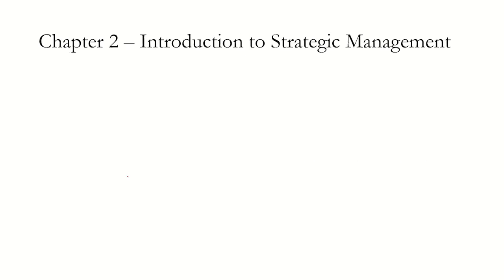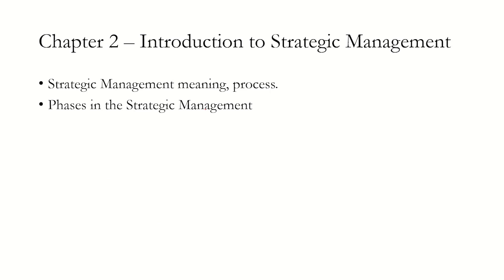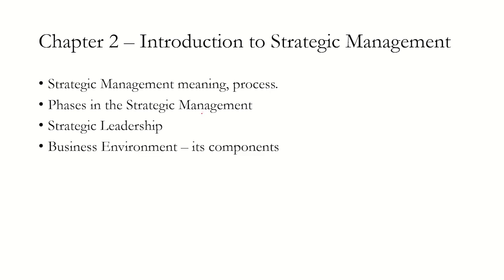In the second chapter, we have introduction to strategic management. Here we will understand the meaning and process of strategic management. Then we will move on to the different phases in strategic management, followed by strategic leadership. Then we have the business environment and its components, that is the internal and the external environment. Later we will have Porter's 5 force theory, which is a very interesting model which helps us to understand the industry in which we are operating. So this is the second chapter for us.